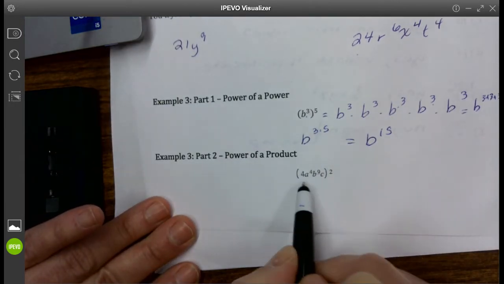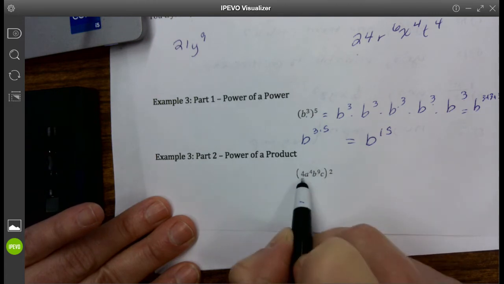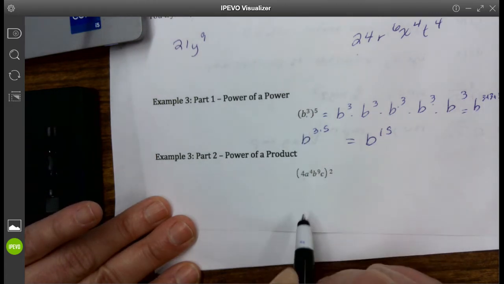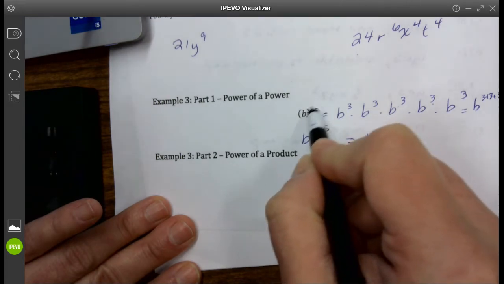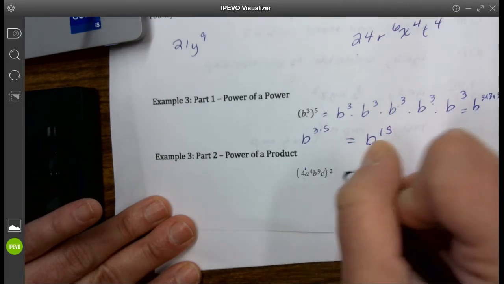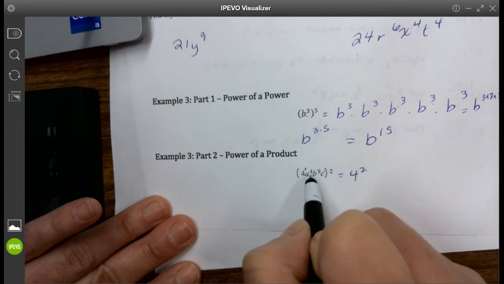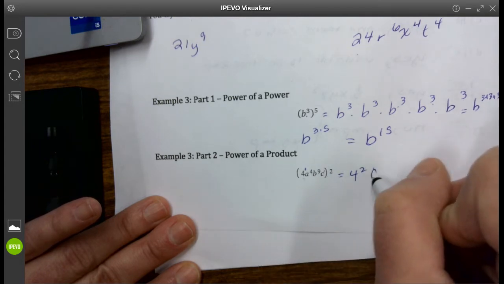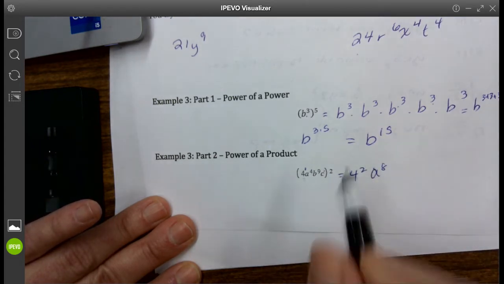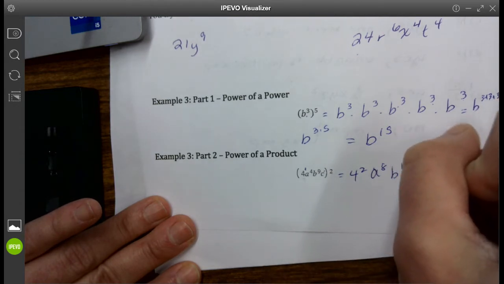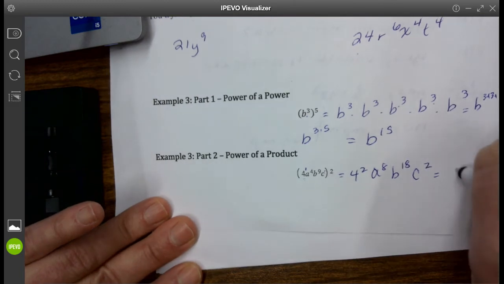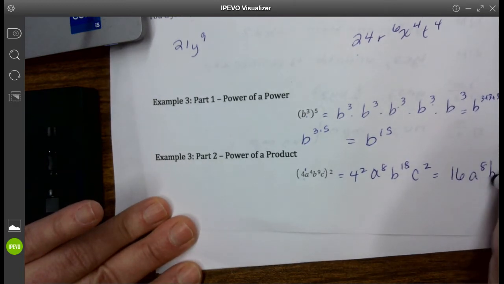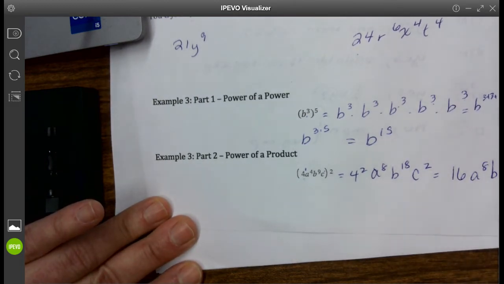Another situation is the power of a product. So if there's more than just one little base here, you have a multiple, you do the same thing again and just multiply the exponents. 2 times 1 is 2. 4 times 2 is 8. It's just a little more complicated. 2 times 9 is 18. And 1 times 2 is 2. When I simplify, I get 16, a to the 8th, b to the 18th, and c squared.